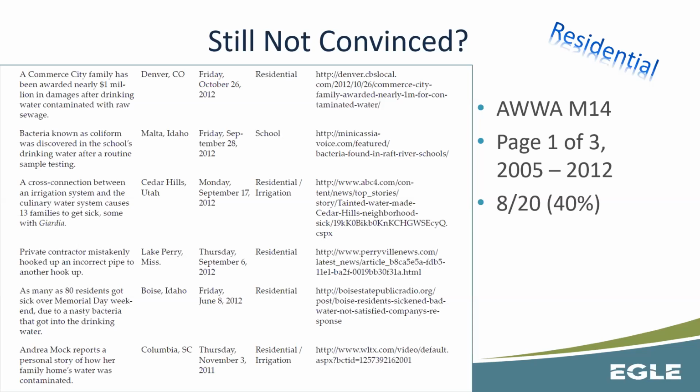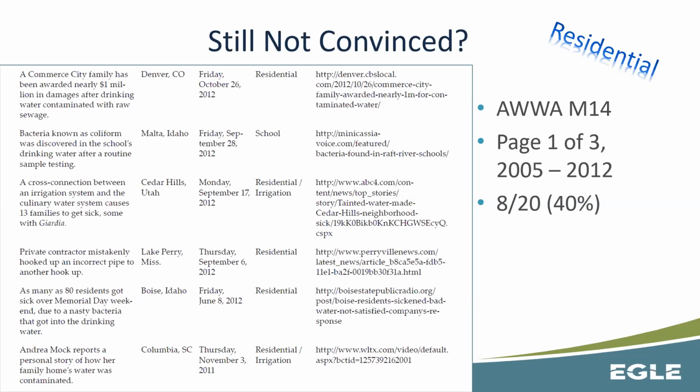Another one from Idaho, 80 residents getting sick over Memorial Day due to contaminated drinking water. And then in South Carolina, again, there was a homeowner who had their story about their water supply becoming contaminated from an irrigation system. Of the 20 case examples that they have in this AWWA manual, 8 of them are attributed to residential problems. That was about 40% of the cases that they chose to discuss.